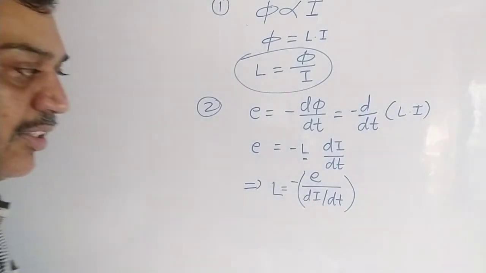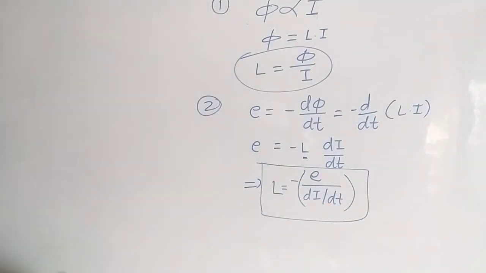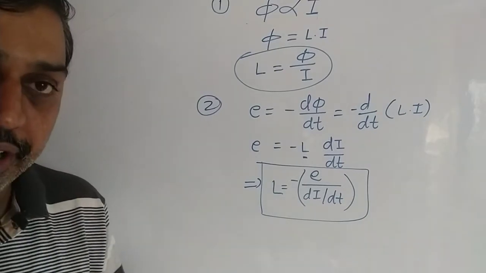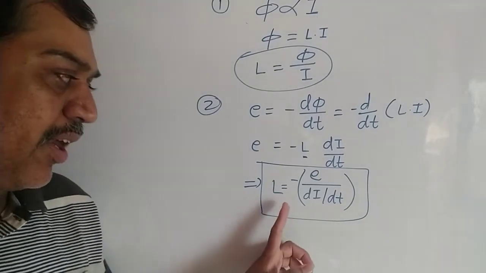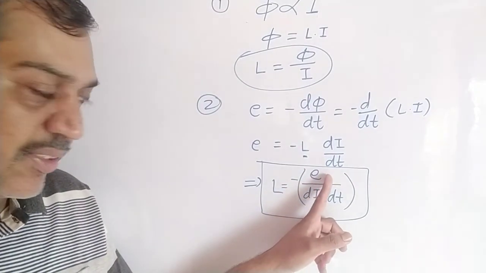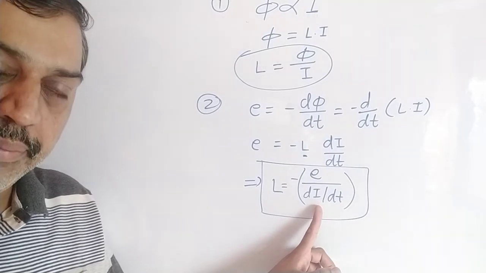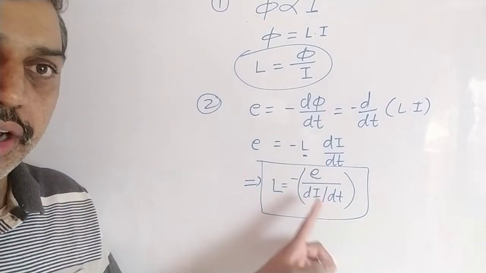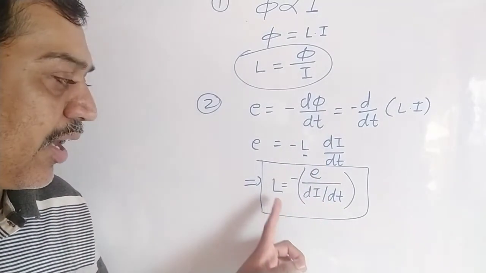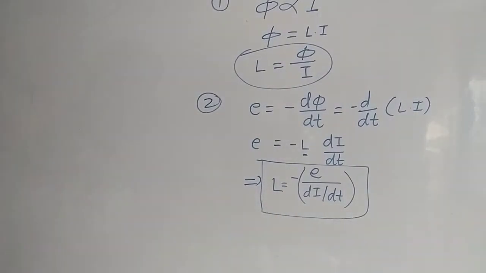So this is the formula for self-induction L that we have derived secondly, and this is another definition of self-induction. Self-induction is defined as the ratio of the EMF induced in the coil to the rate of change of current per unit time in the same coil. Their ratio is always constant, and that ratio is called self-induction. That is the second definition given in your book.